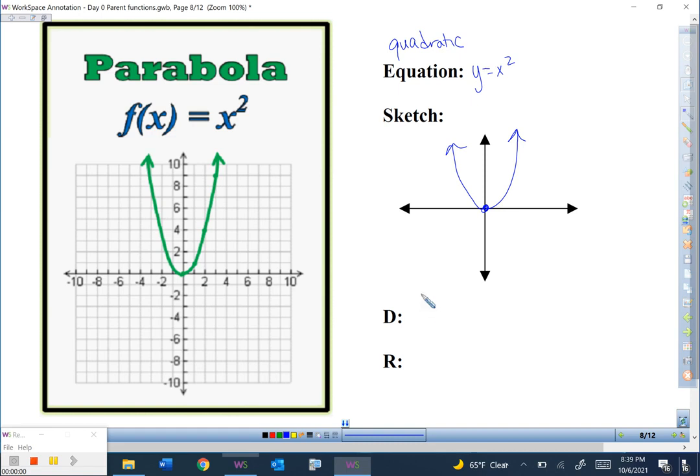Then our domain is all real numbers. We know that because we can square any number in the world. And when we square stuff, we're starting at 0 and going bigger from there. Go ahead and put that (0, 0) on your graph, just like we have been.